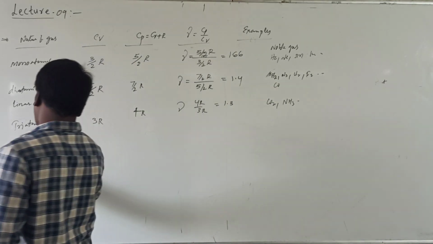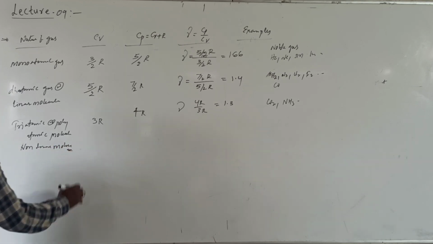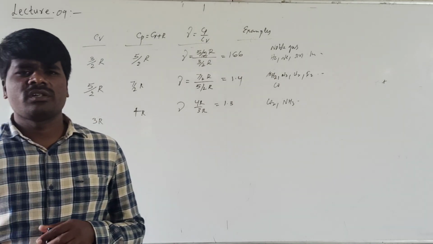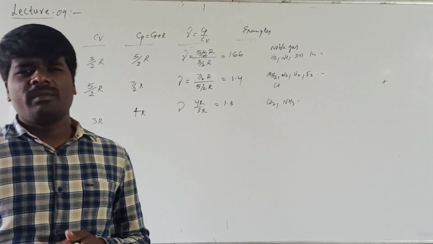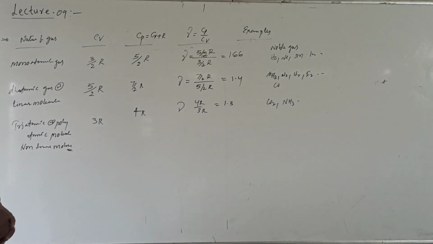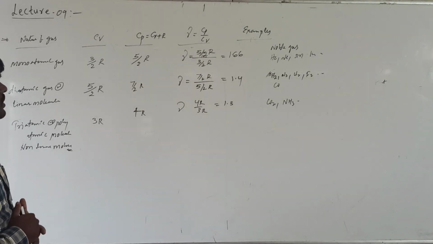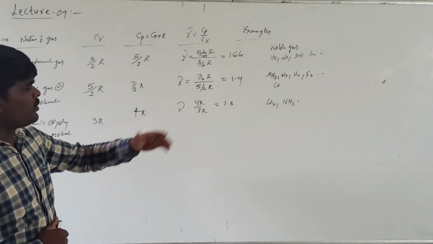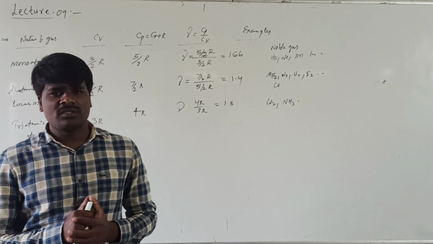Triatomic or polyatomic or non-linear molecules. In the objective questions, you may be asked about the ratio of Cp and Cv, or about the Poisson's constant, Poisson's ratio or adiabatic constant. It is very simple, just 3 values you have to remember. You need not memorize everything; if you understand it, that is very good. For monoatomic gamma will be 1.66, for diatomic gamma will be 1.4, and for triatomic, polyatomic or non-linear it will be 1.3. Hope it is clear so far.